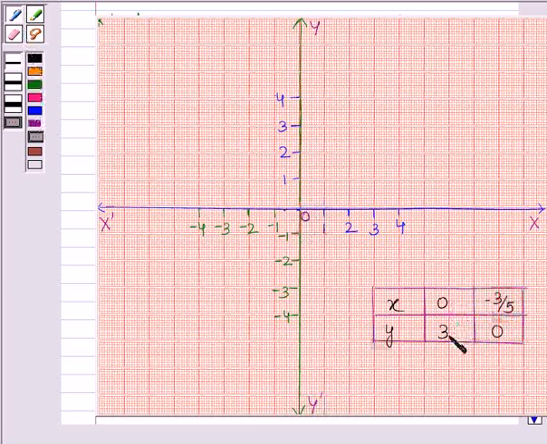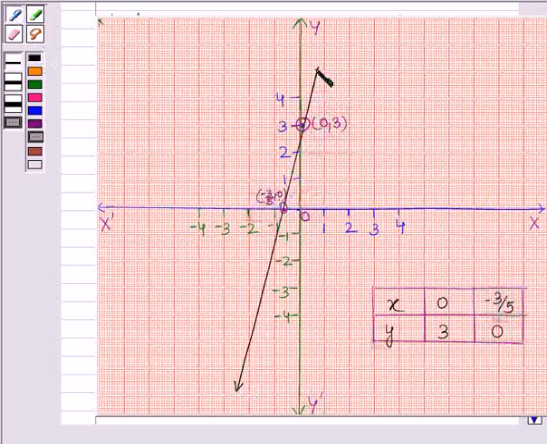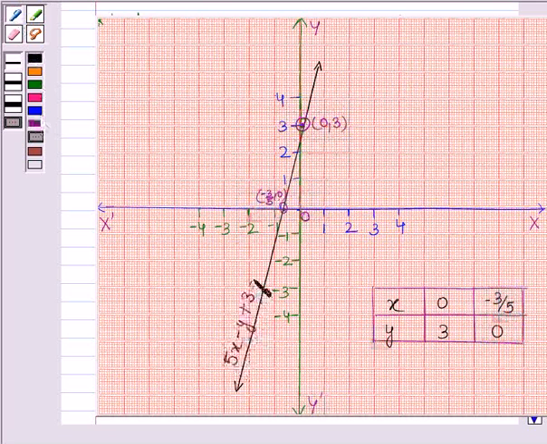Now the first point is 0, 3. This means when abscissa is 0, then ordinate is 3. So this is the required point, 0, 3. Now the next point is minus 3 by 5, 0. This means when ordinate is 0, then abscissa is minus 3 by 5. That means minus 0.6. So this is the point minus 3 by 5, 0. Now we will join these two points by a straight line. This is the line which is representing the equation 5x minus y plus 3 is equal to 0.